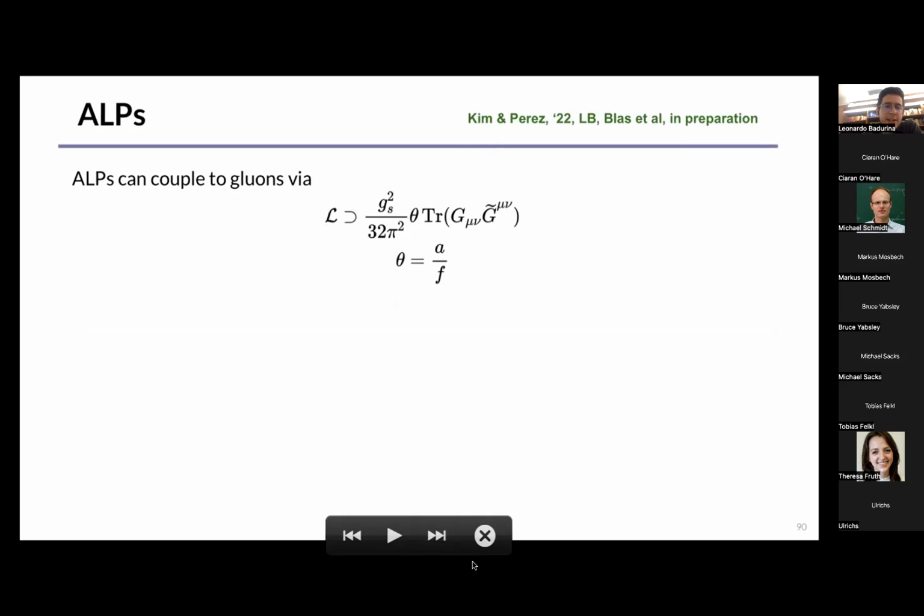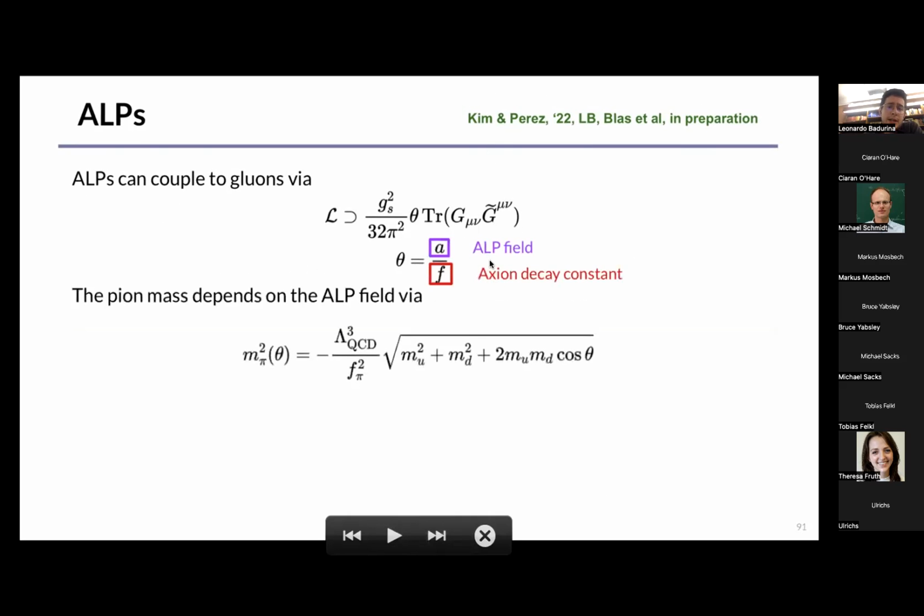And finally, some new ideas, actually very new ideas that I've been developing with Diego Blas and collaborators from CERT, is the possibility of looking for axion-like particles, and specifically axion-like particle ultralight dark matter. So it was recently shown, or at least presented in the literature by Kim and Perez, that if you have, which is quite a general statement, an axion-like particle coupling to the gluons, specifically G G dual, and recall this theta here is a dimensionless term which depends on the axion or ALP field divided by the axion decay constant, then you would expect the mass of pions to now be time dependent, since the theta term here would be proportional to the axion field itself.